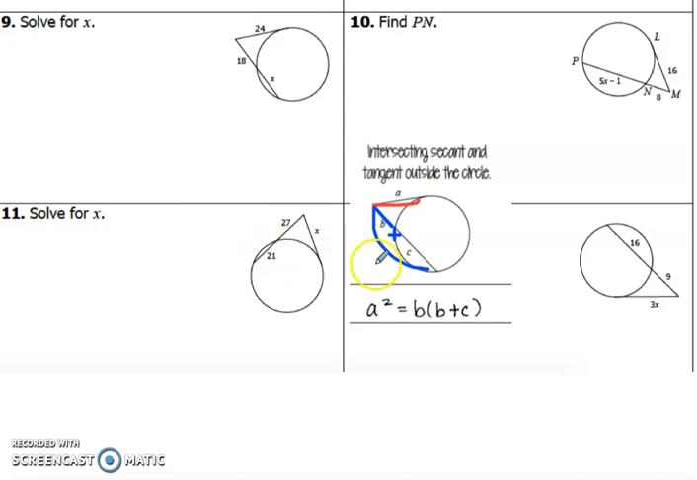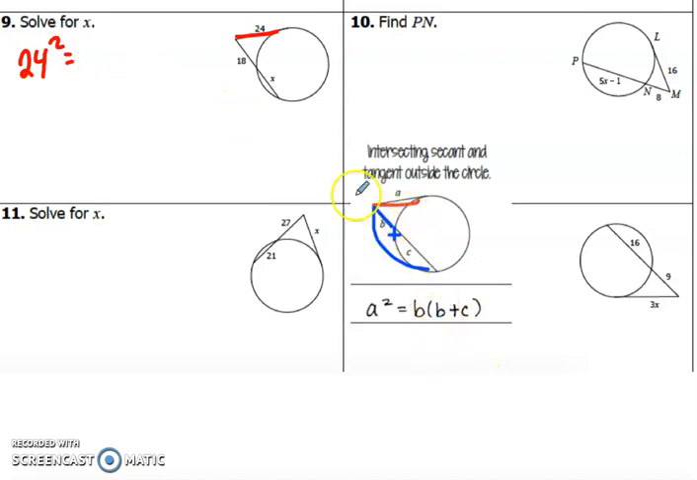All right, so welcome to part 2, where I've already copied and pasted this rule from the front. When you have an intersecting secant and a tangent outside of a circle, here is the rule. So first off, we have to figure out which one is our secant and which one is our tangent. We're going to assume 24 is tangent because it hits a circle once. So I'm going to start my equation off with 24 squared.